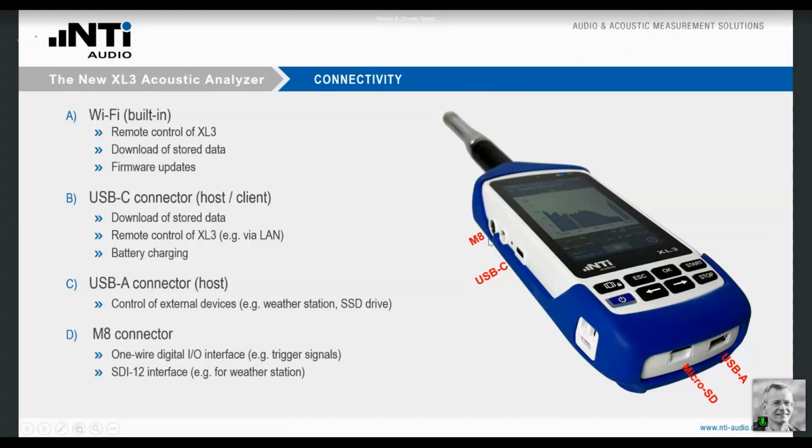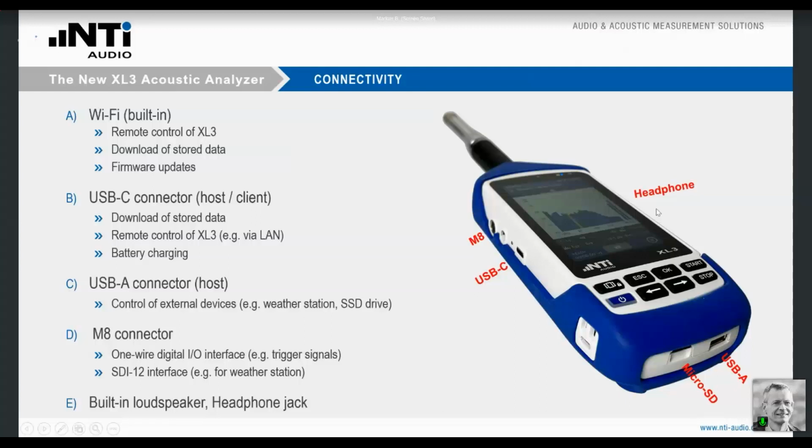Then we have a so-called M8 connector. That is the type of this connector, and that actually offers two features. The first one is the one-wire digital I/O interface. You know that possibly from the XL2. That is an interface that allows you to trigger signals or also to place or to mark events in a long-term noise monitoring. Second, through this connector, we are also offering an SDI-12 interface. This is a standardized interface, which is typically used for weather station connections and other applications.